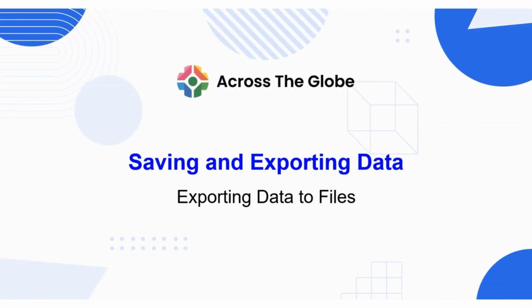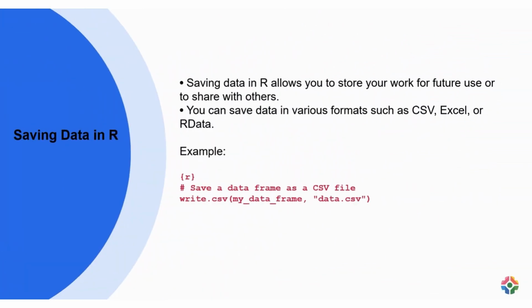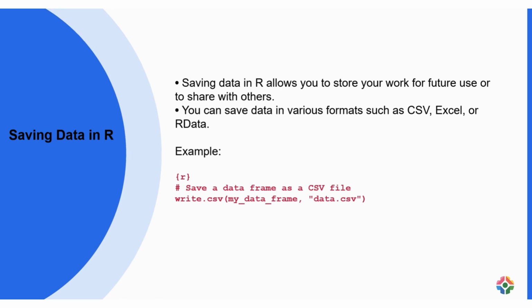Today we will learn about saving and exporting data. Saving data in R is essential for preserving work or sharing it with others. It can be done in formats like CSV, Excel, or RData. For instance, to save a data frame as a CSV file in R, you can use the write.csv function. This stored data can be easily accessed and utilized in future analyses or shared across different platforms for collaborative projects.